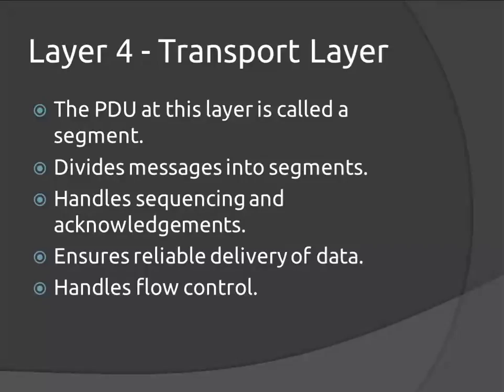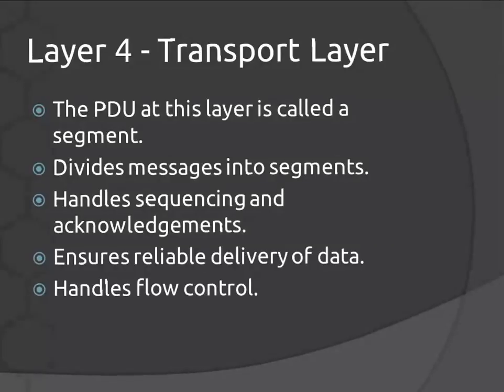Layer 4 of the OSI model is the transport layer. The PDU at this layer is called a segment. Messages are divided into segments in this layer. This layer handles sequencing and acknowledgements to ensure messages are received and reassembled correctly by other devices.